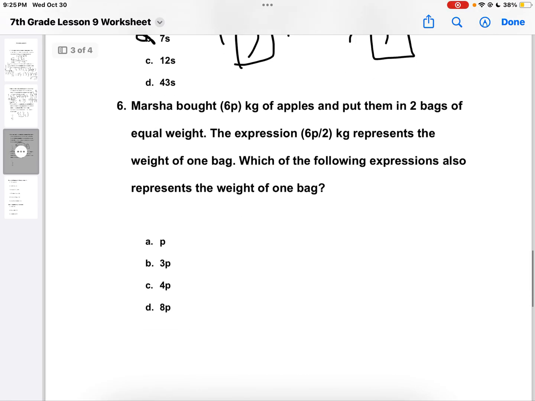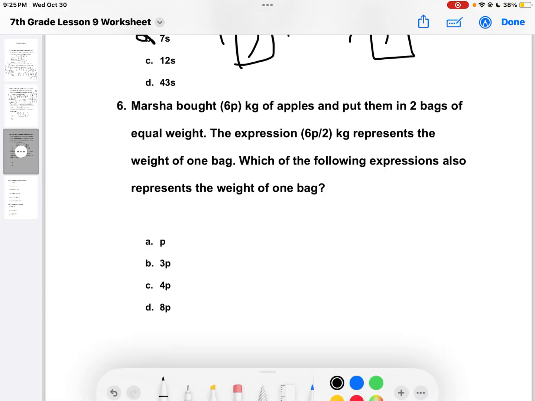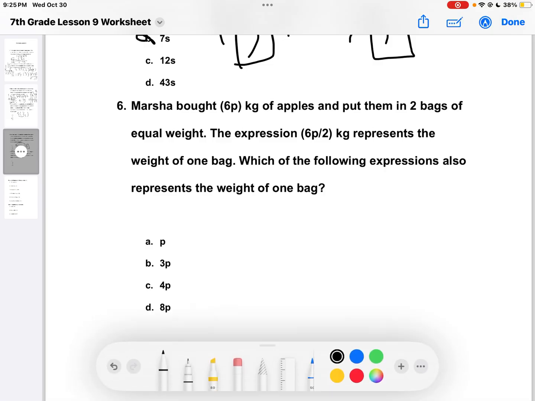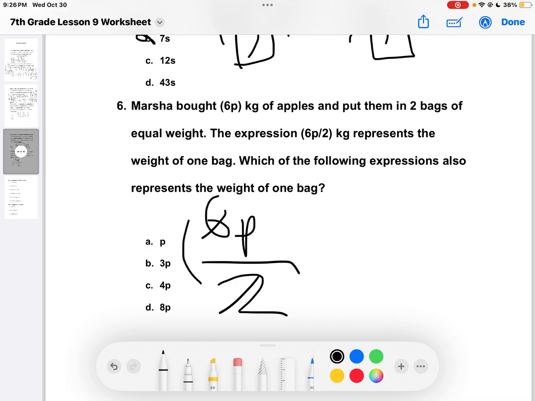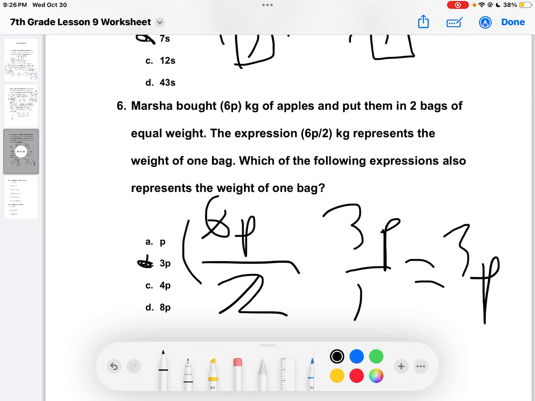Number 6, Marsha bought 6p kilograms of apples and put them in 2 bags of equal weight. The expression 6p over 2 kilograms represents the weight of 1 bag. Which of the following expressions also represents the weight of 1 bag? So 6p over 2. Over here we could simplify 6 and 2 to turn it into 3p over 1, which is 3p. So the answer will be B.